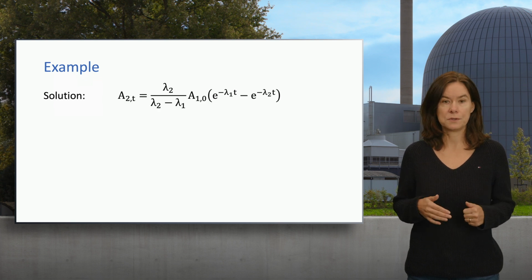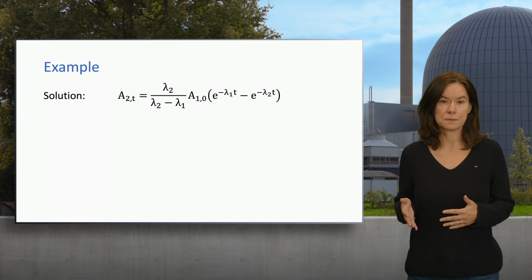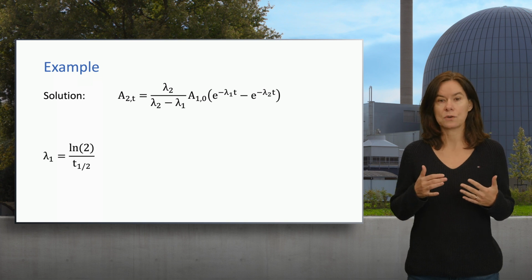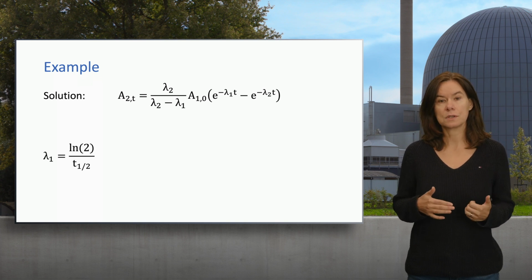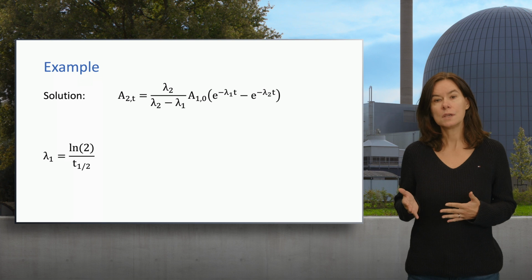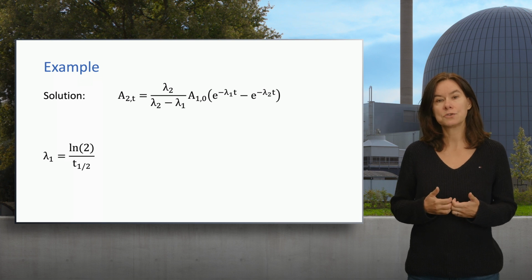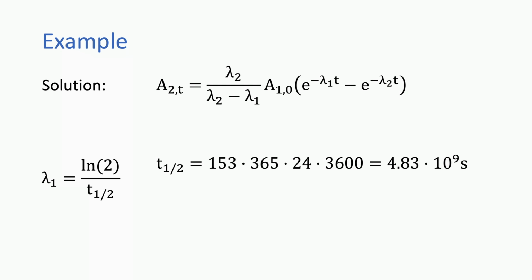To calculate the activity, we use the equation we just discussed. We first calculate the decay constants. The decay constant of the mother silicon-32 is calculated by dividing the natural logarithm of 2 by the half-life. Do not forget to convert the half-life into seconds. This results in 4.83 times 10 to the power of 9 seconds, which then in turn gives the decay constant that is equal to 1.44 times 10 to the power of minus 10 per second.